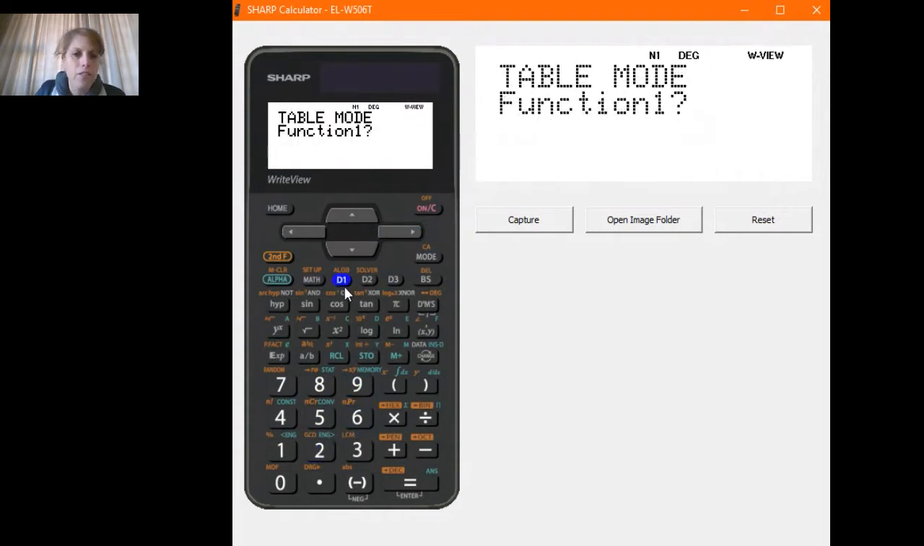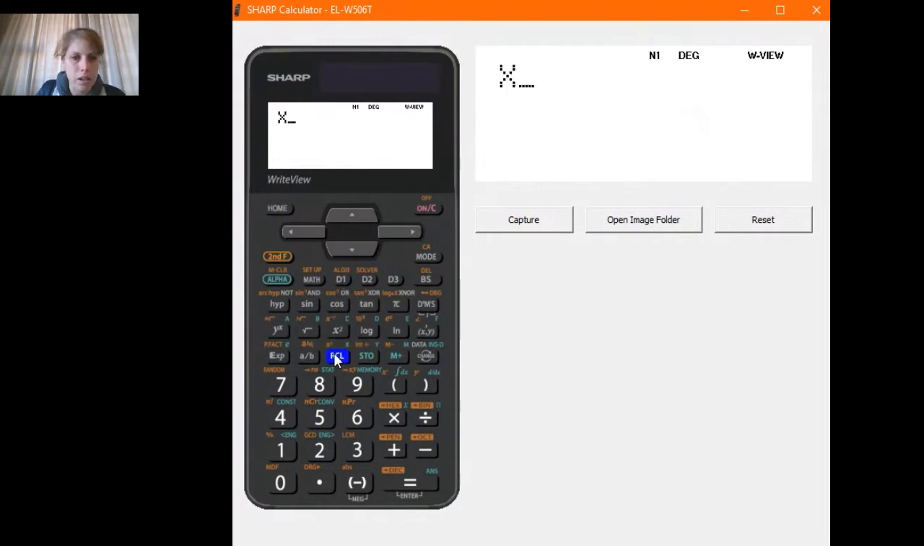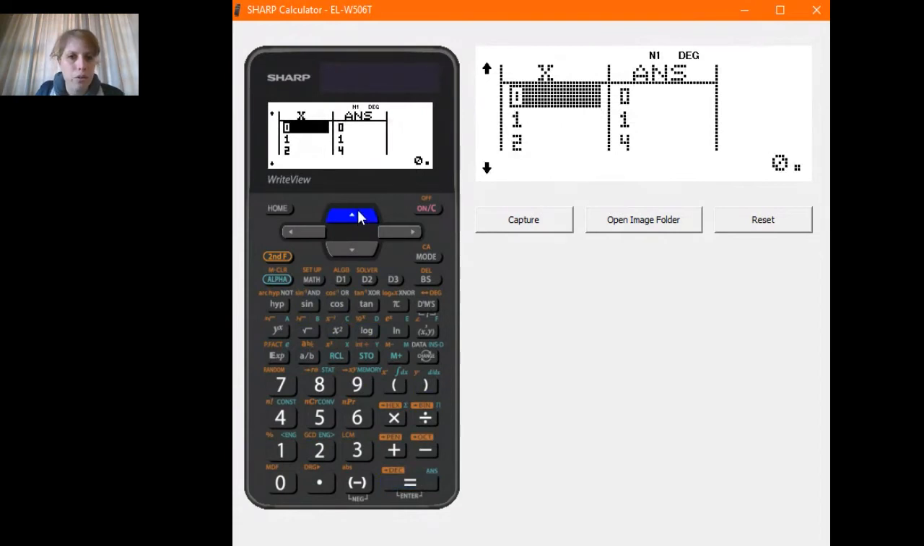Okay, and the first thing that we're going to type into table mode for function 1 is just x squared, right? So just press this button twice, RCL makes an x. If you prefer the other method, alpha and then RCL. Same. Okay, then we're going to just press the x squared button, and we're just going to jump through and go through to the table. So just press equals until you reach the table.